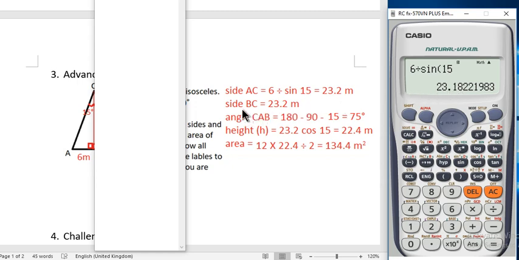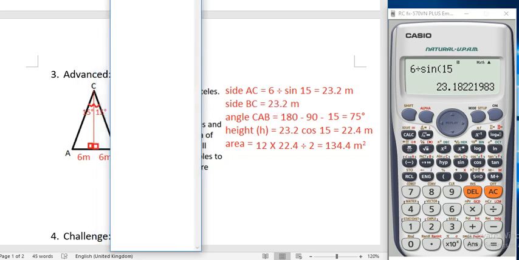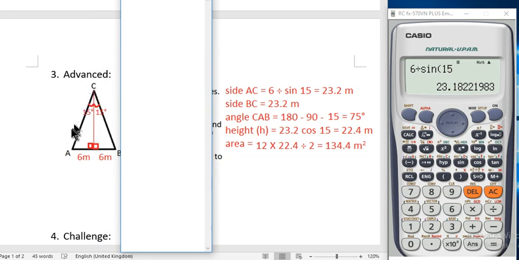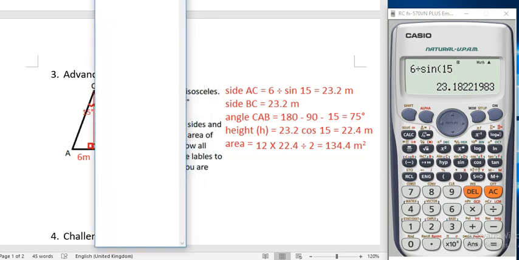Alright, the next bit is to find the other side. The other side is 23.2. Now because this is symmetrical, it's like a mirror image. We know that side AC, therefore BC on the other triangle is just a mirror image of the same thing. It's going to be the same amount, 23.2. Let's go back to our original little triangle, so we just don't confuse people.